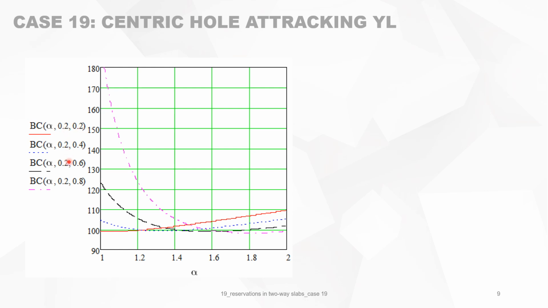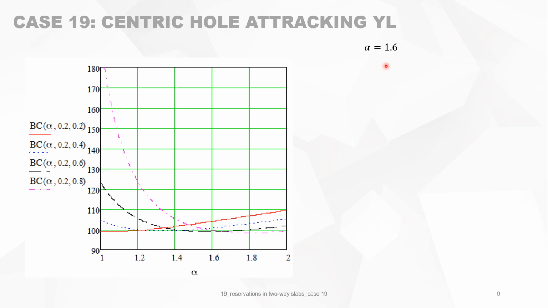So we take here d1, it is the smallest dimension of the reservation as 0.2. And we vary alpha 2 from 0.2, the red one, up till 0.8. See what is happening. We see that there is only a small area where the bearing capacity is not 100%, and all the others it's above 100%. So that's a good sign.